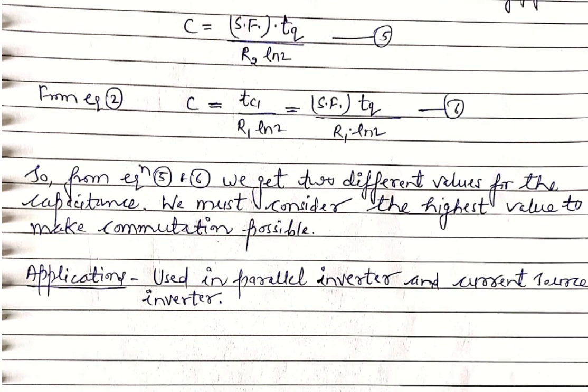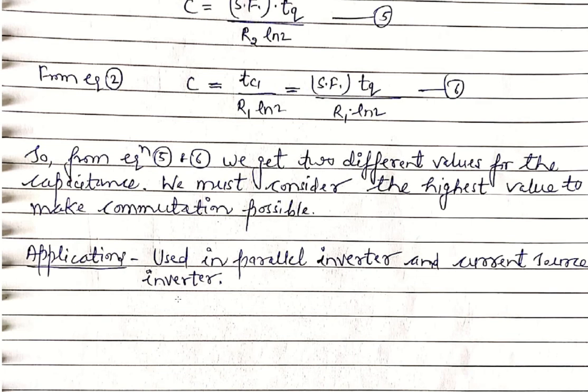And finally the application part, where we use this technique. This technique is used in the parallel inverter and current source inverter. In the earlier classes we saw class A, that is load commutation, which is used in the series inverter, but this type of configuration is used in the parallel inverter and current source inverter respectively.